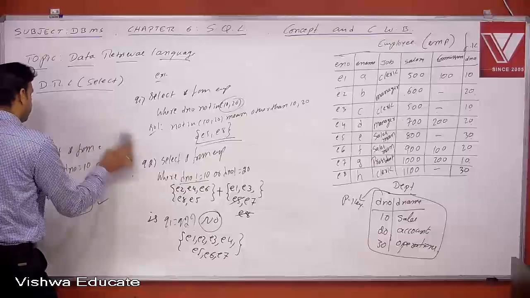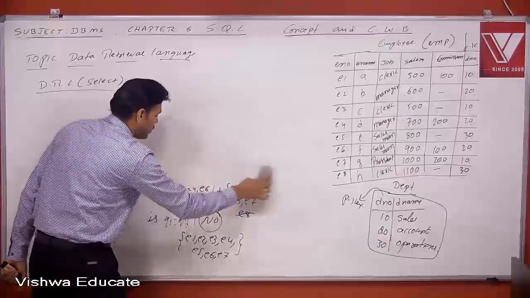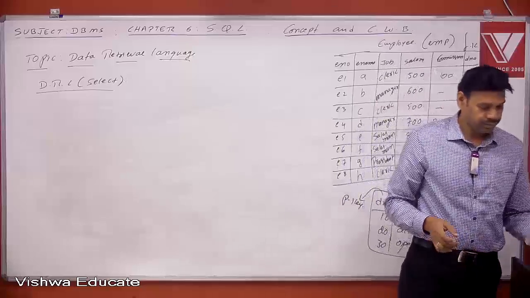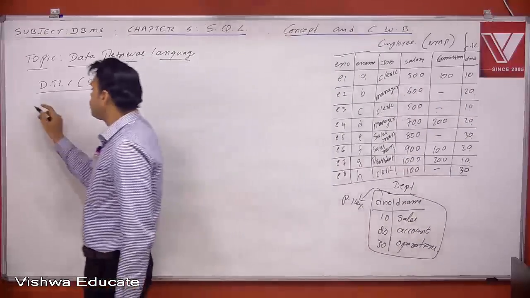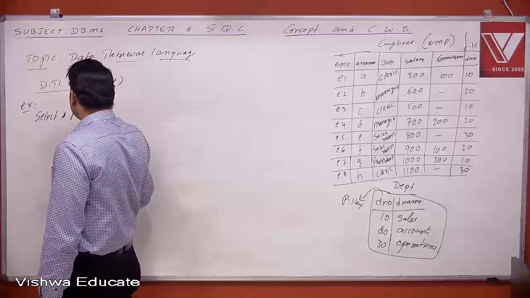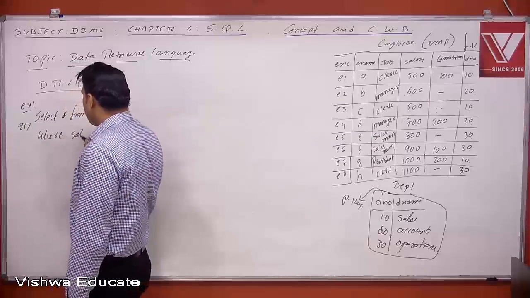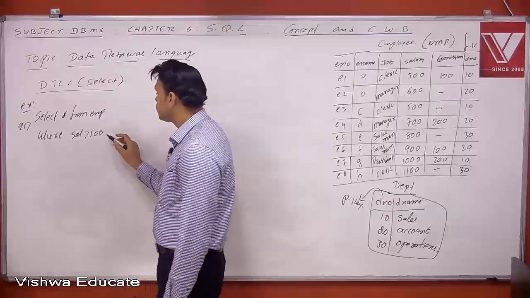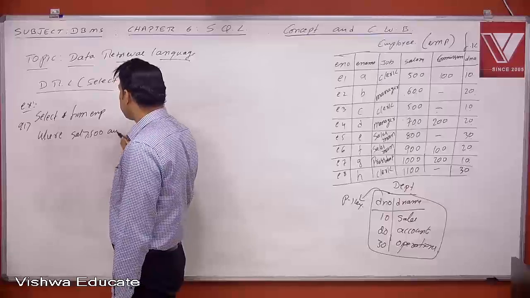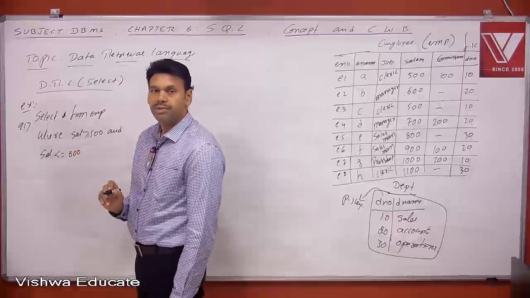Well, friends, now let us see another flavor of queries based on select and where clause. Now, if I say select asterisk from EMP, this is query 1, where sal greater than or equal to 500 and sal less than or equal to 800. This is query 1.